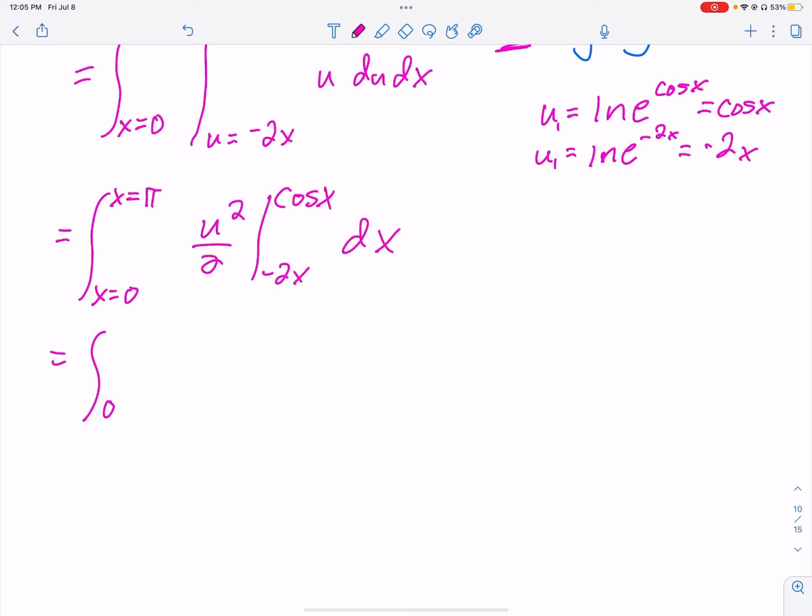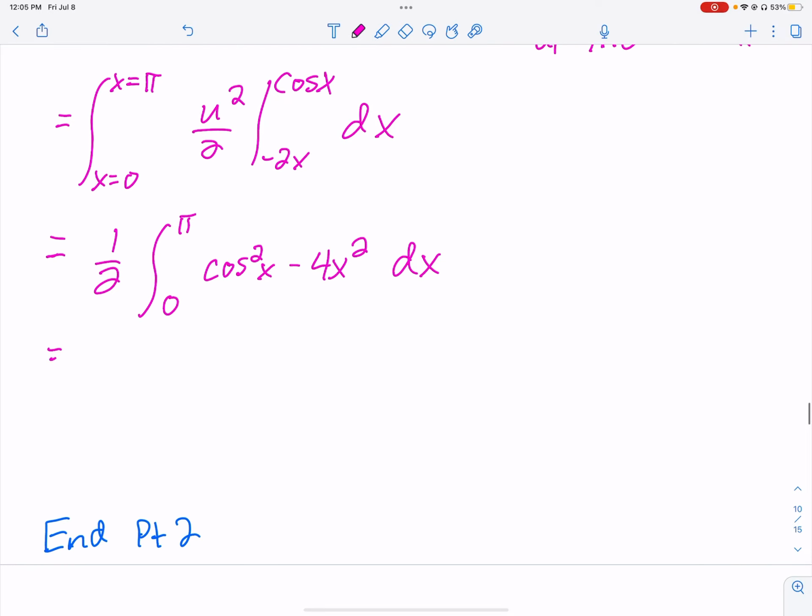So we're going to plug all that in. I can let go of my bounds now because I only have x's. I'm going to get cosine. Let's go ahead and pull the 1/2 out if that's okay. So 1/2 with the integral from 0 to pi. I don't have to write my x's because that's all I got now. And I get cosine squared x minus 4x squared dx. Now this is just a normal integral.